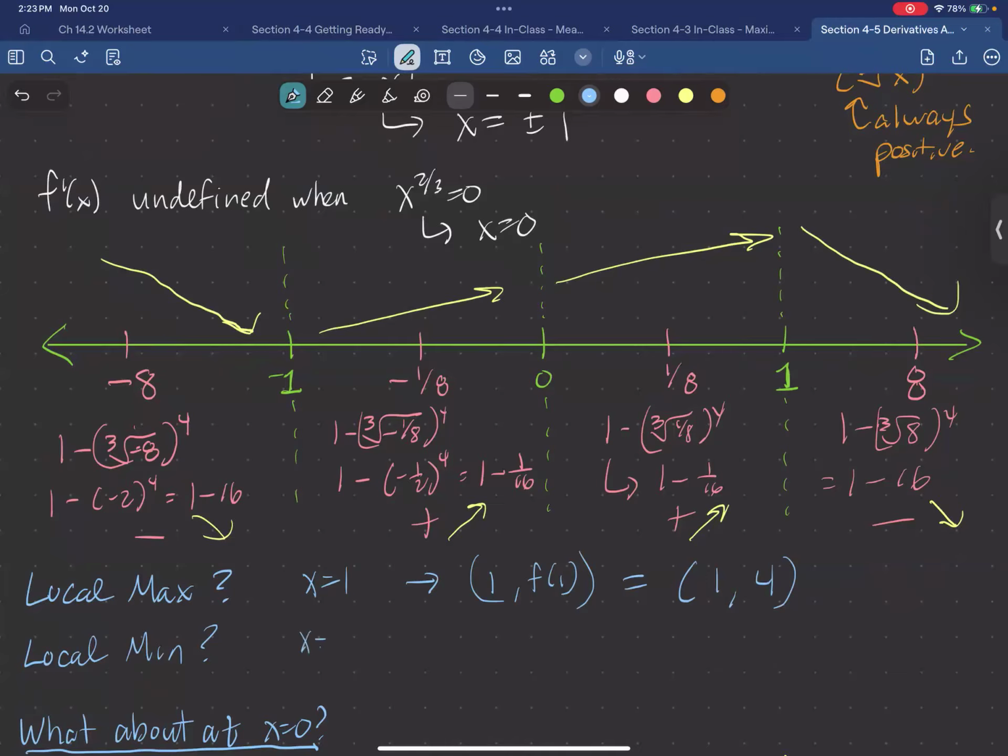We have a local min at x equals -1. This would be -1, comma -4. If I plug it in, I'll write f of -1 here.